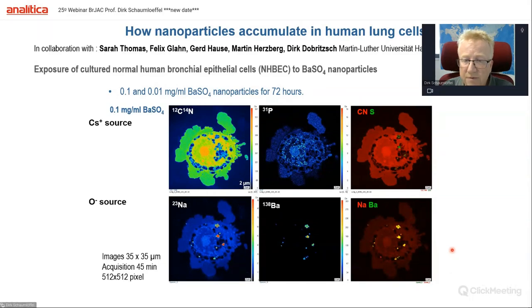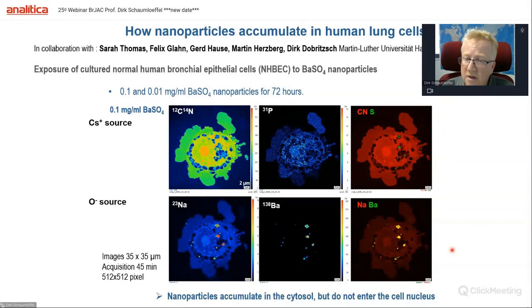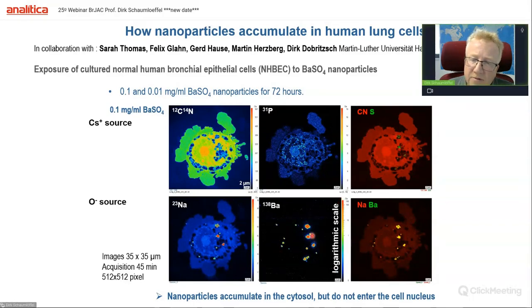But what we observe too, first of all, is that the nanoparticles accumulate in the cytosol, but do not enter the cell nucleus. But if we put here a logarithmic scale, then we see more of the barium around these small particles. So this gives us an indication that probably a part of the barium sulfate is already dissolved and distributed in the cell, or starting to distribute in the cell. But not all the barium sulfate particles apparently are stable. Although barium sulfate is known to be very insoluble, apparently as a nanoparticle, it starts to dissolve.